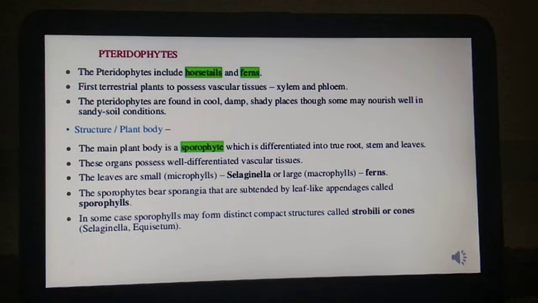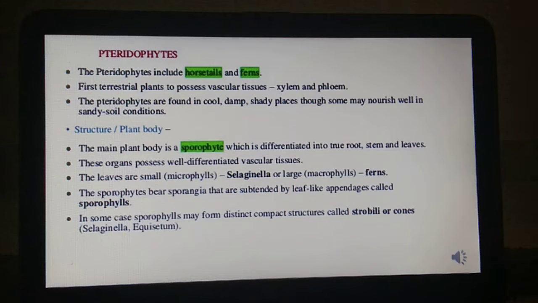Now we should know what its structure is, how exactly the plant body is. The main plant body is a sporophyte, which is differentiated into true root, stem and leaves. These organs possess well differentiated vascular tissue, and the leaves are small, so they are known as microphylls, for example Selaginella, or large, known as macrophylls, for example the ferns. So they have large leaves.